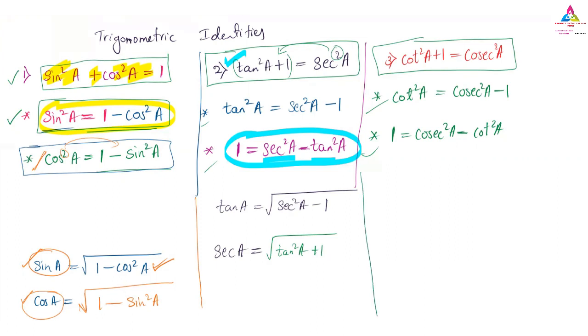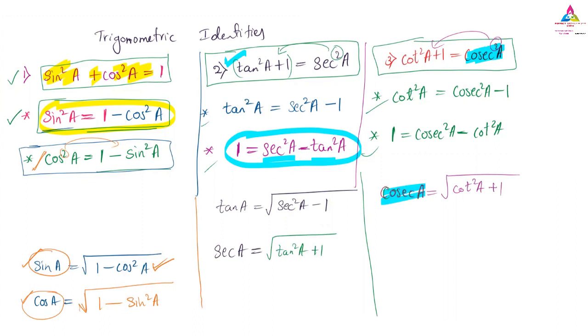Similarly, at the end we have cot square A plus 1 is equal to cosecant square A. I want the final answer in terms of cosecant A. So the rule is the same, cosecant A we have to find. The cosecant A is equal to, here we are shifting this square to the other side. It will become square root. So square root of cot square A plus 1 is equal to the cosecant A value.